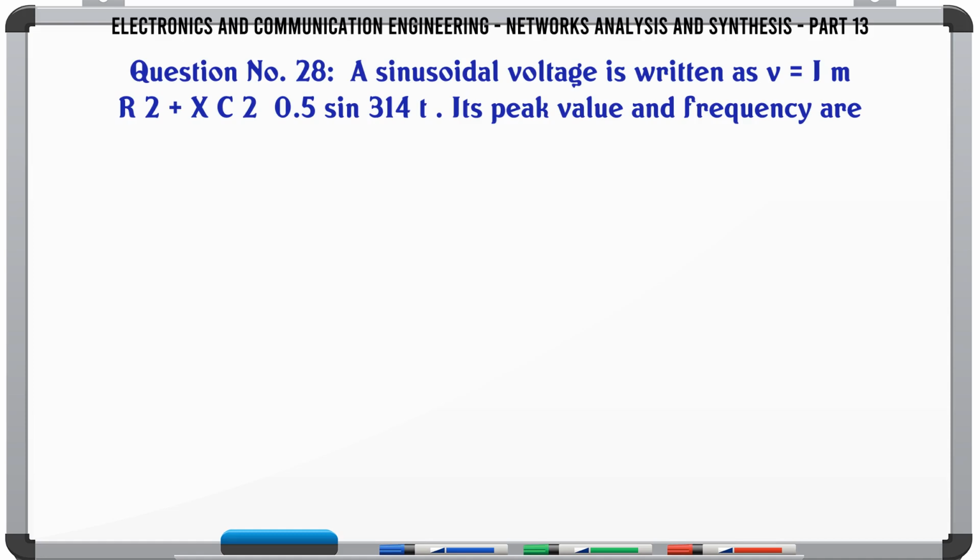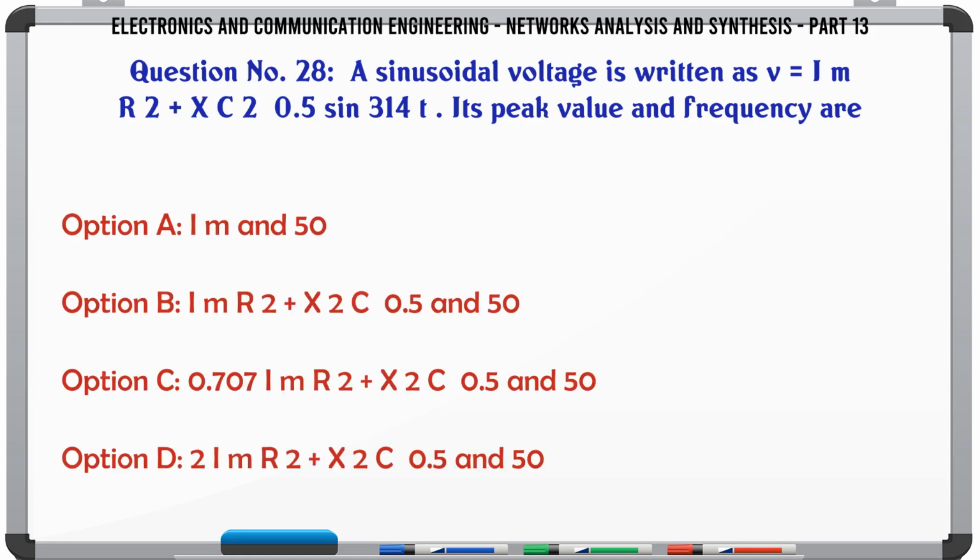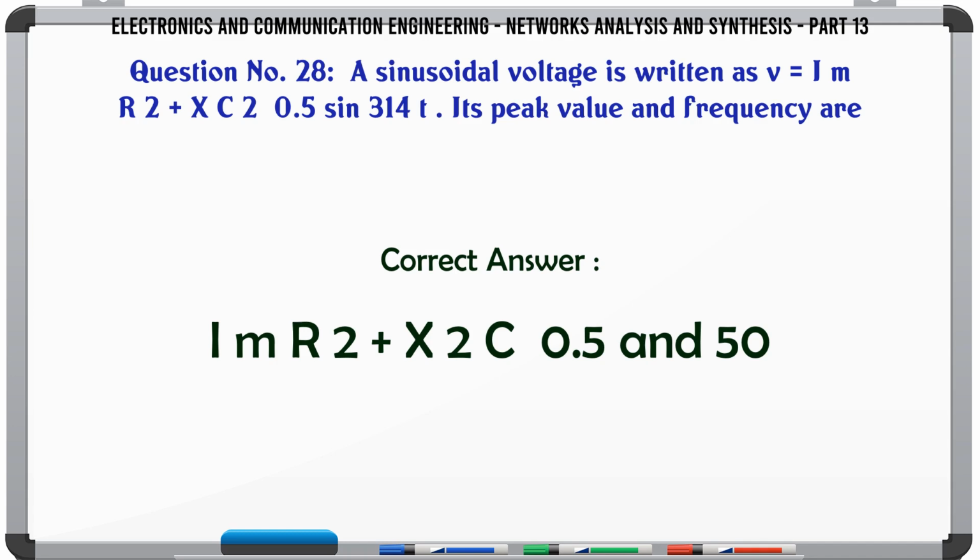A sinusoidal voltage is written as V = Im R2 x C2 0.5 sin 314t. Its peak value and frequency are A. Im and 50, B. Im R2 X2 C 0.5 and 50, C. 0.707 Im R2 X2 C 0.5 and 50, D. 2 Im R2 X2 C 0.5 and 50. The correct answer is Im R2 X2 C 0.5 and 50.